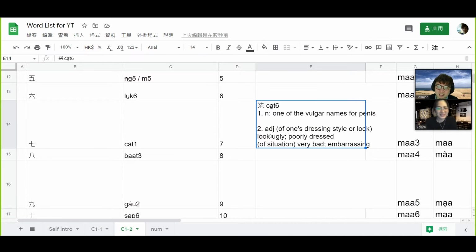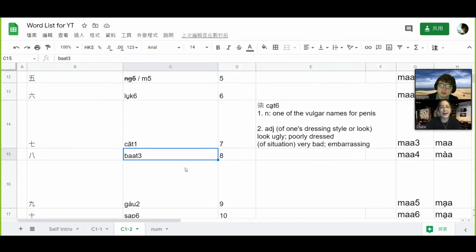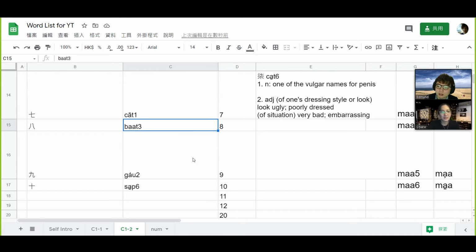Okay, so the low tone is a swear word. When you say the number is chat, high tone. Okay, and 8 is baat. Baat is an 8. Okay, and number 9 is gau.